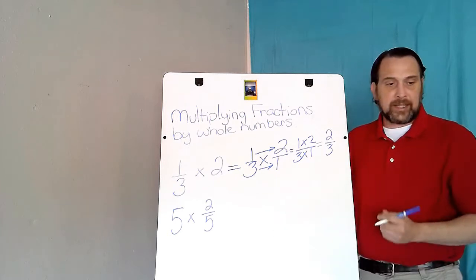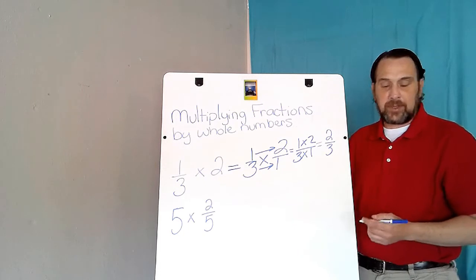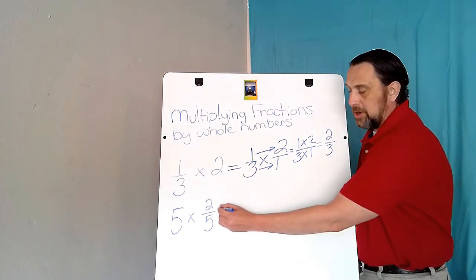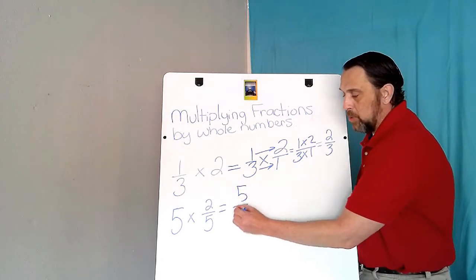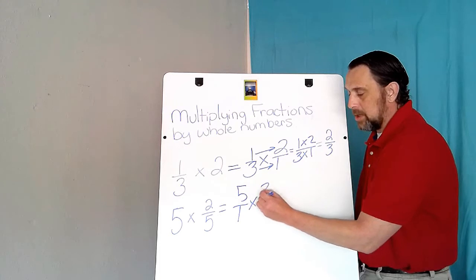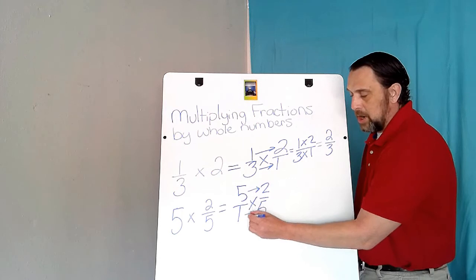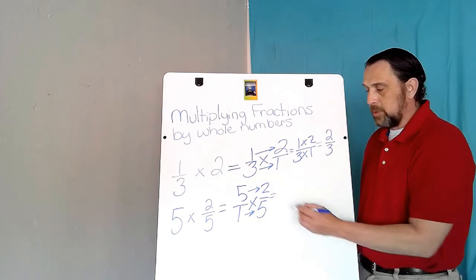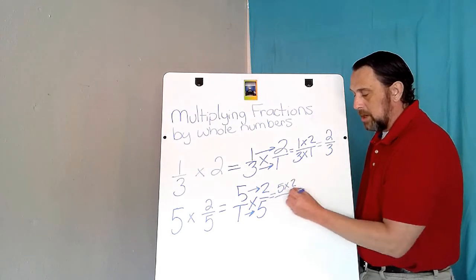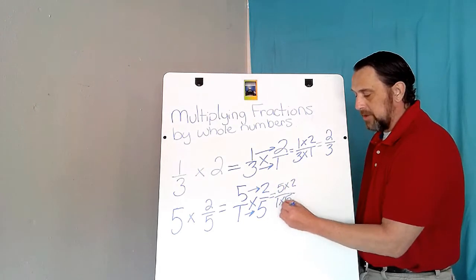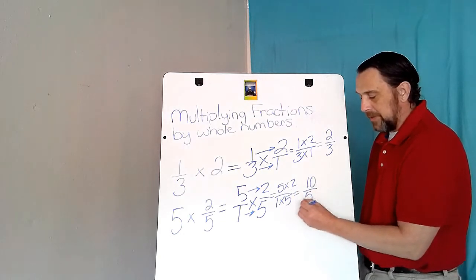Let's take a look at the second problem that we have on here. You have 5 times 2/5. I have to turn the whole number into a fraction. I do that by putting a 1 under it. I will multiply straight across. And this will give me 5 times 2 on top of 1 times 5. 5 times 2 is 10. 1 times 5 is 5.